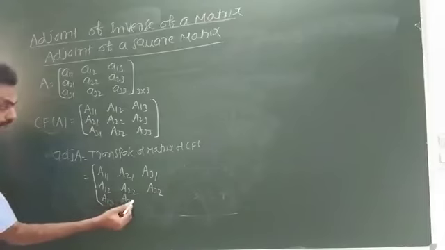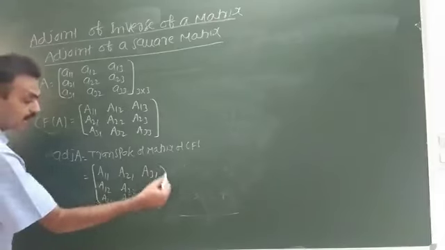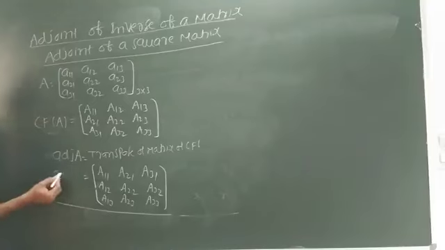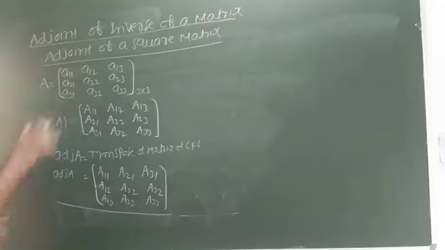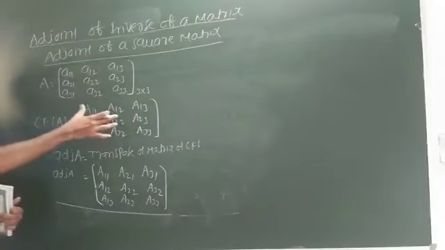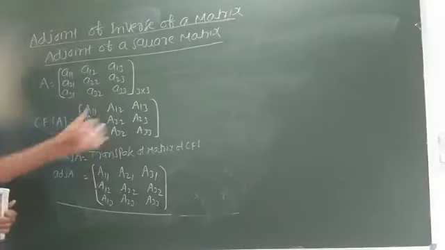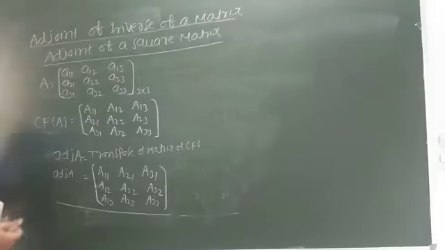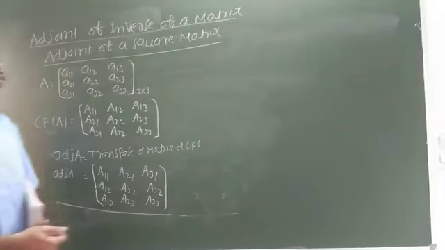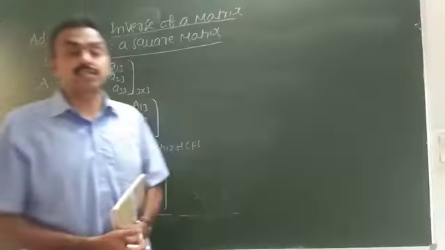A13, A23, A33. I think you have understood how to take the transpose of the matrix of cofactors. Understand, students? Given a matrix A, if you take the transpose of the matrix of cofactors, you will be getting the adjoint. Then what do you mean by the adjoint of a matrix A?